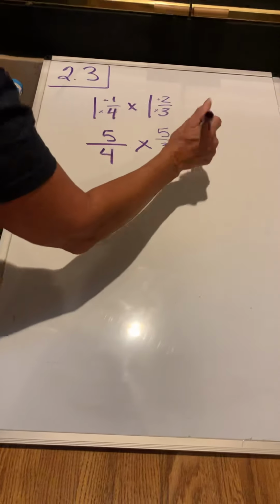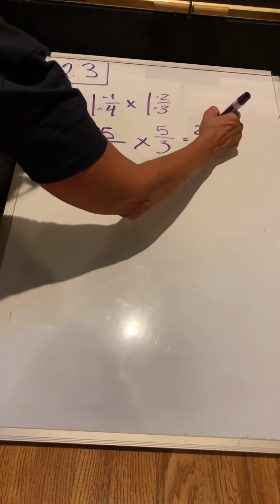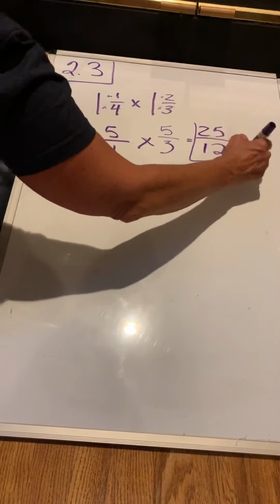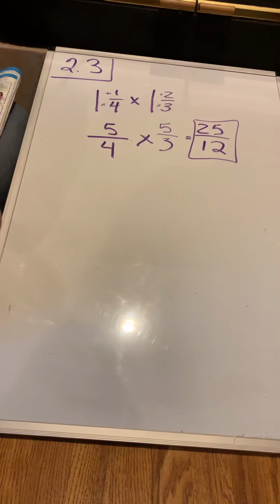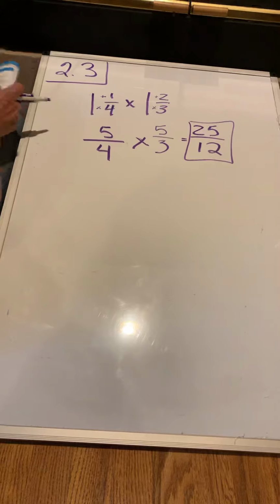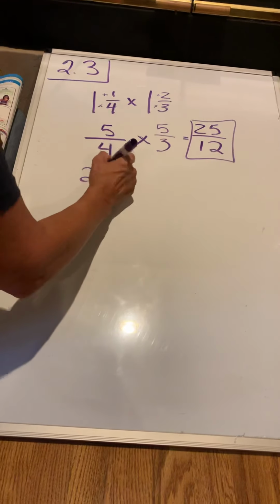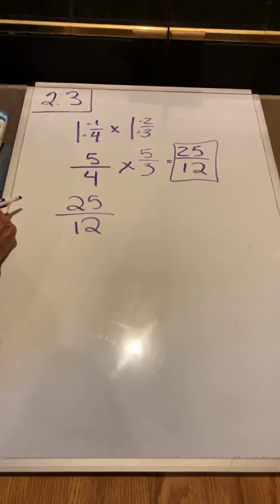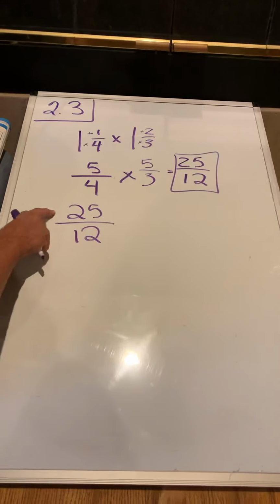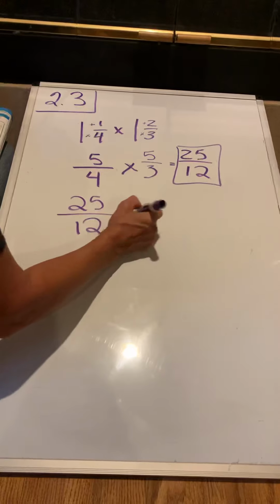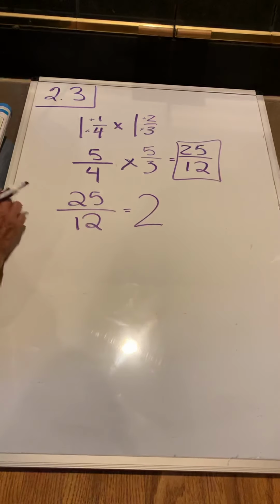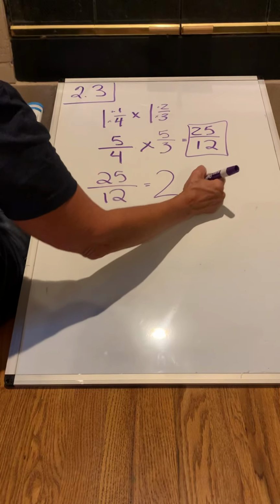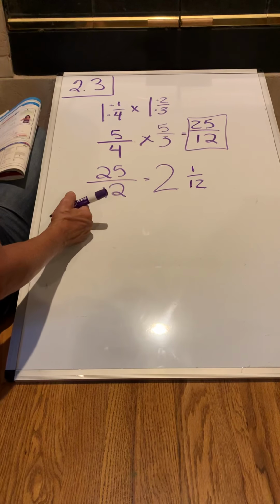Again, we multiply straight across, and we get 25/12. This is an improper fraction. We want to convert that improper fraction back into a mixed number. So you can do one of two things. You can ask yourself, how many times does 12 go into 25? And I know that that is 2 times, because 12 times 2 is 24. And then I have 1 left over, and I keep my denominator the same.